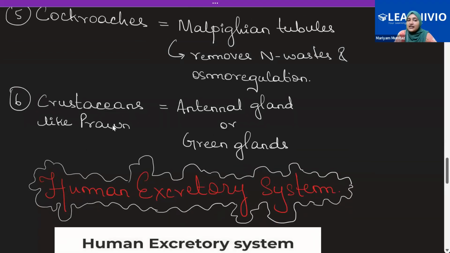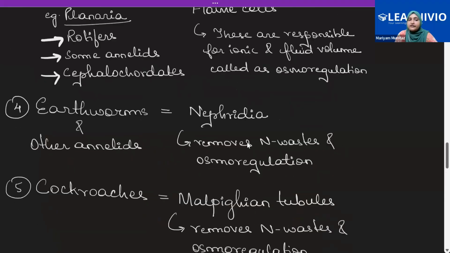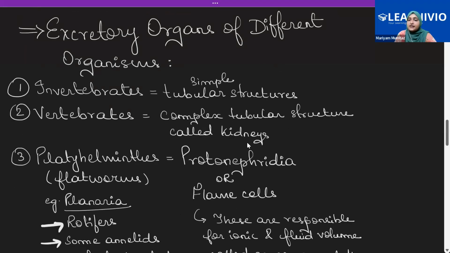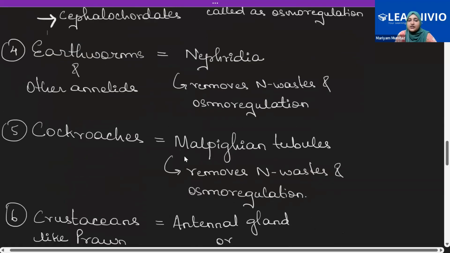And then crustaceans like the prawns have antennal glands or green glands, which are responsible for both things, nitrogenous waste removal and osmoregulation. So these different organs of excretion are clear to you for different organisms? Many times this is asked in the fill in the blanks and they can also ask you this in the match the following. So pay attention to these, you should remember these things.